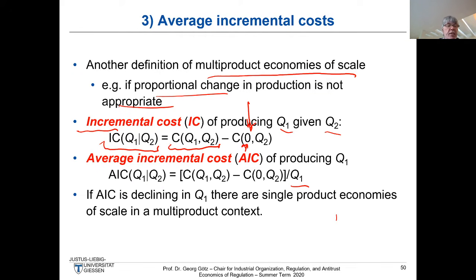And if AIC, the average incremental cost, is declining in Q1, okay, is declining in Q1, where are single product economies of scale in a multi-product context? And that's actually what's written in this article by Der Spiegel, which I have here in the notes. I think it says that the EOS sold only 8,000 units, and that was in 2013, and the Charan 40,000.